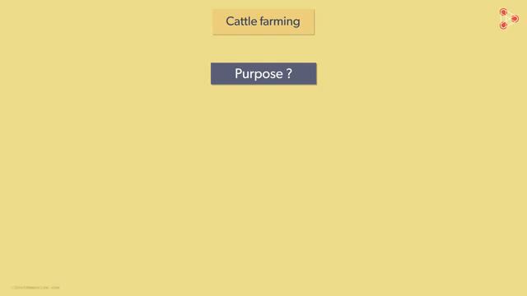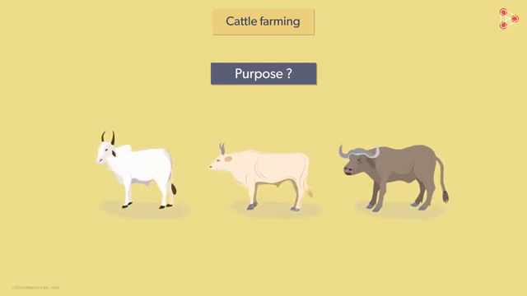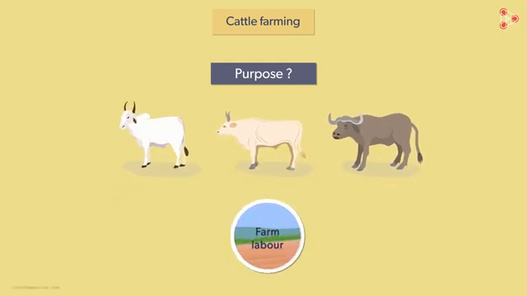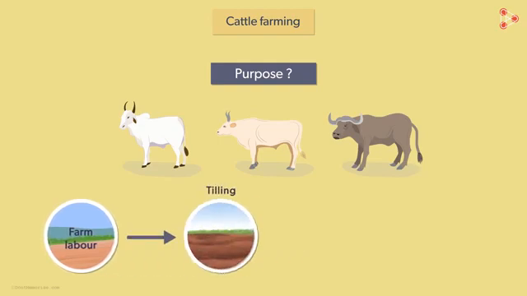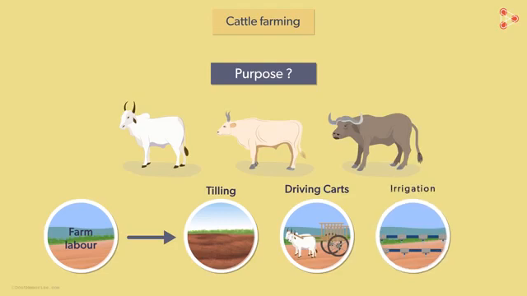Cattle, as we know, are used as draft animals. Bullocks, oxen and bulls are used for farm labor. What work do cattle do on the farms? They are used for tilling, for driving carts and for irrigation as well.